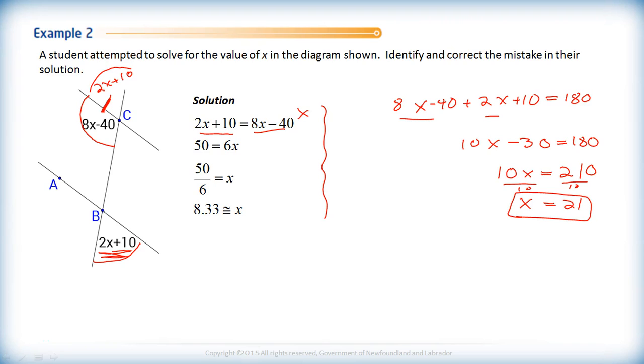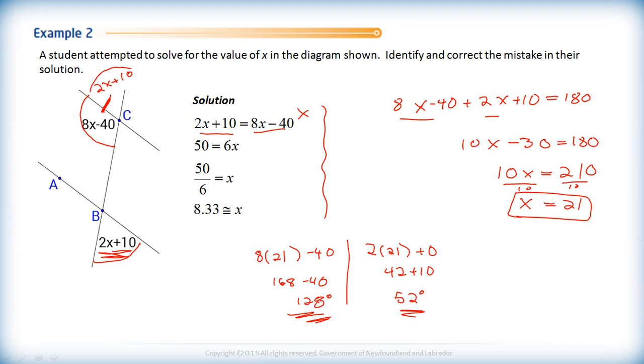Now, let's see if that works. Let's just double check our work. So if I take 8 times 21 and I subtract 40, that's 168 minus 40, which should be 128. So it makes that angle up there 128. Then if we take 2x plus 10, so 2 times 21 plus 10, that's going to be 42 plus 10, which I think is 52 degrees. And we said all of this was based around the fact that those two angles were supposed to be supplementary. So 128 plus 52, yep, that makes 180 degrees.